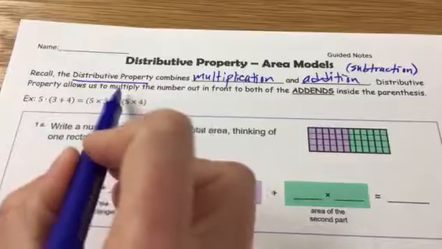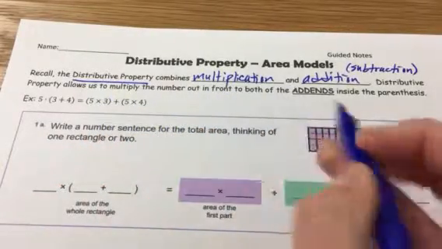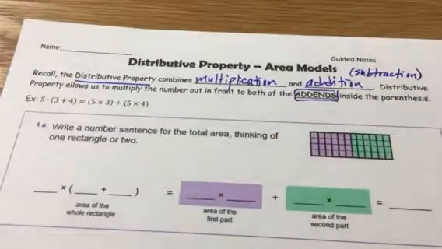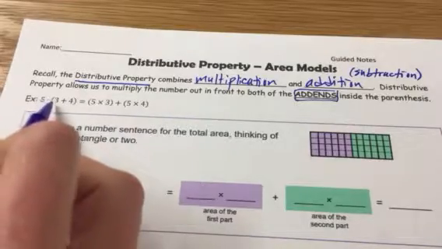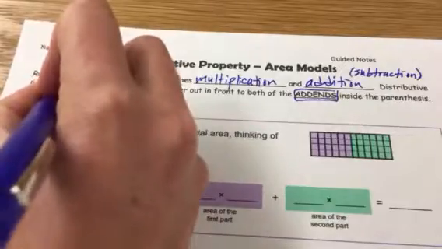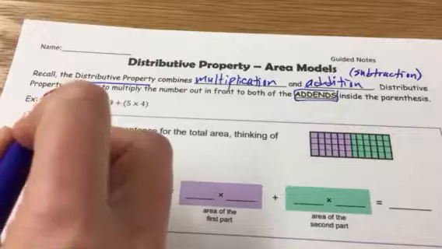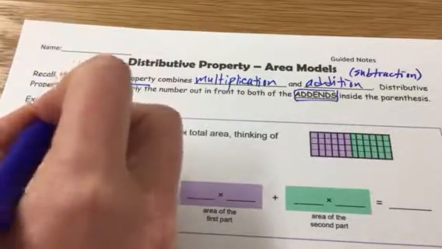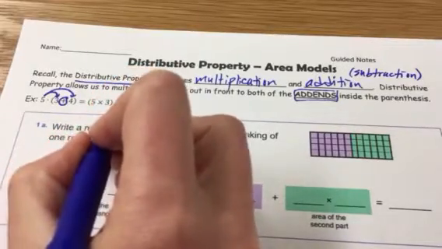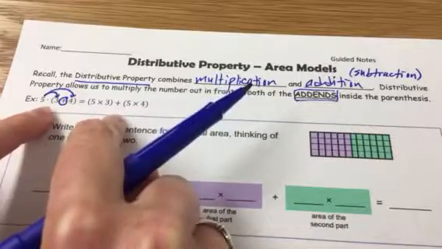The distributive property allows us to multiply the number that's out in front of the parentheses inside to both of the add-ins, and those are the numbers we're adding up, inside the parentheses. So, for example, if we have 5 times 3 plus 4, that is the same thing as distributing this 5 in and multiplying 5 times 3 and adding that to 5 times 4. So it is the same thing as 5 times 3 plus 5 times 4. And if we do the math on both sides, we will end up getting the same answer.